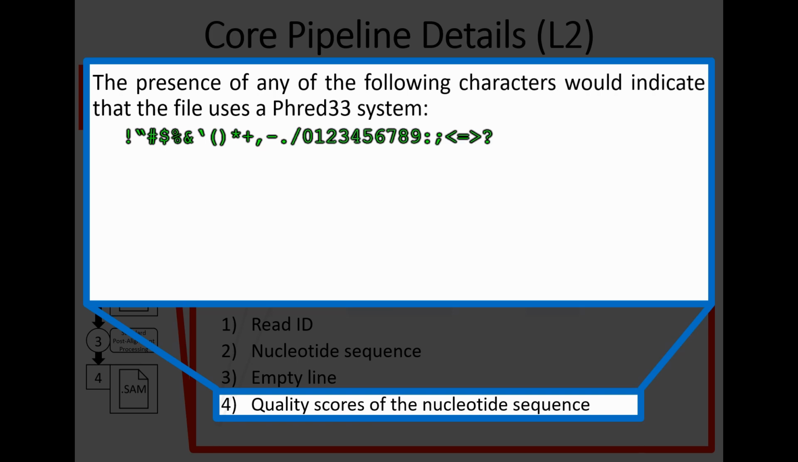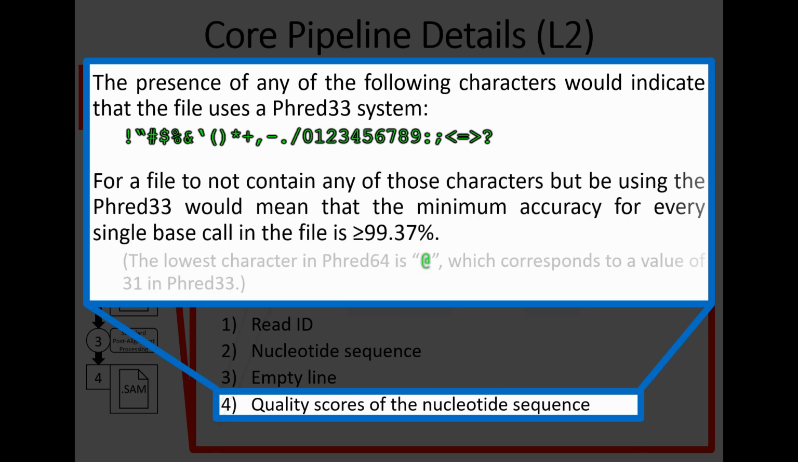The presence of certain characters would indicate that a file cannot possibly be using a Phred 64 system. They are shown on screen, but I won't read them all out loud. If none of these characters are present in the quality scores of a FASTQ file, then that would be a strong indicator that the file uses Phred 64. If a FASTQ file uses Phred 33 but doesn't contain any of these characters, it would mean that every single base call, without fail, had an accuracy of 99.37% or higher, which is unlikely.